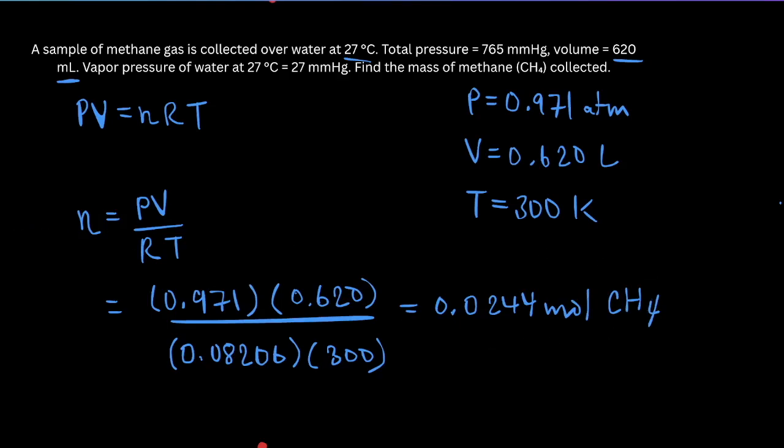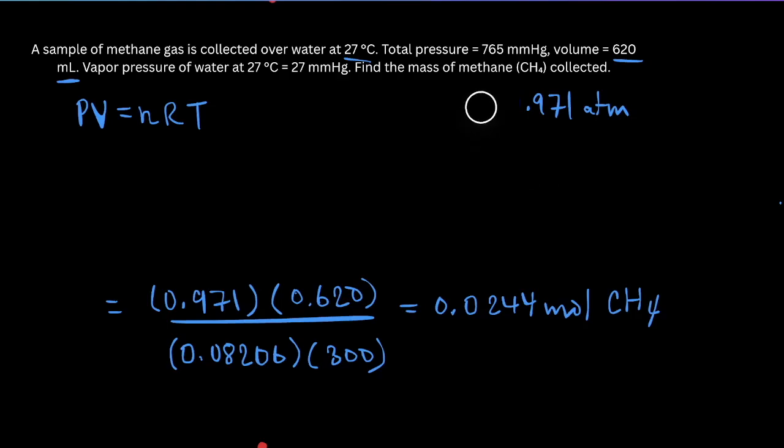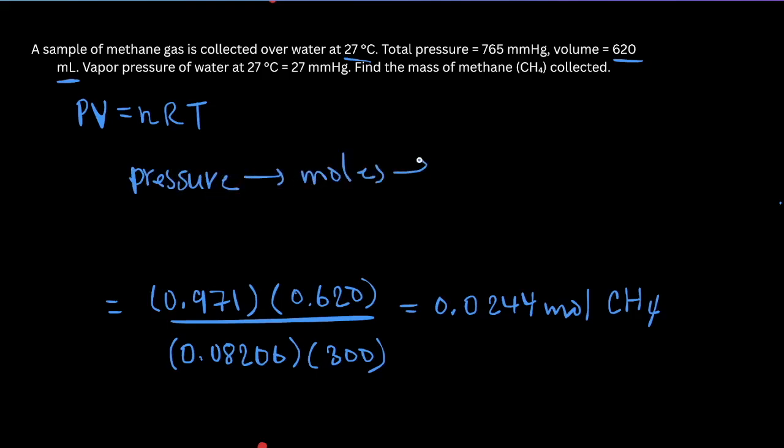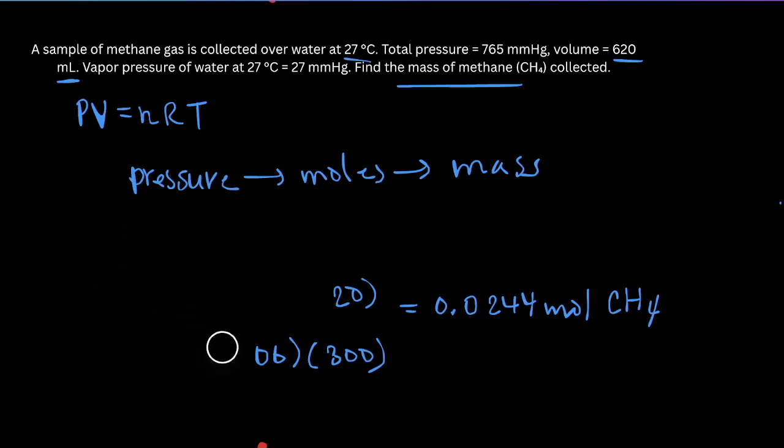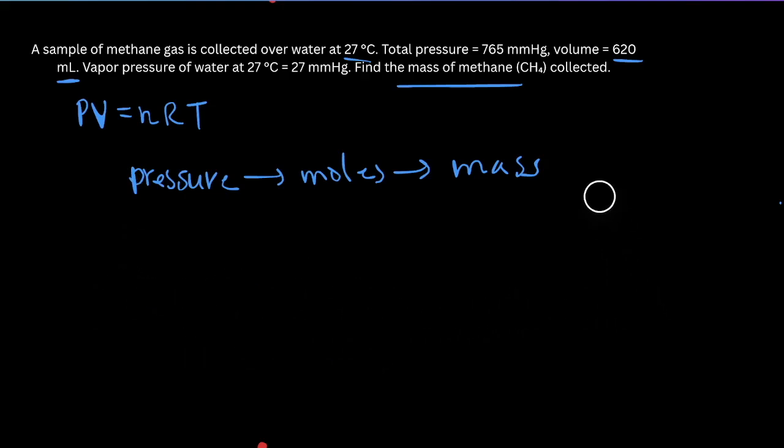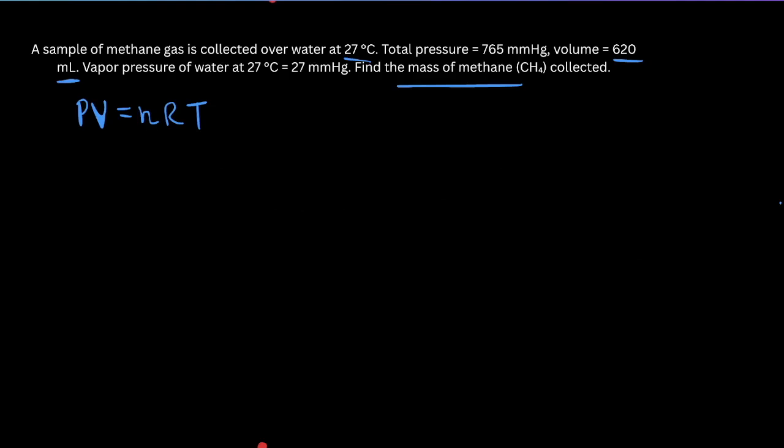Unlike the last problem, we are not solving for moles. If you remember back to that roadmap, we were trying to go from pressure to moles to finally mass. What is the mass of methane? So how do we go from moles to mass? Well, we need the molar mass. So let's quickly calculate the molar mass of methane.